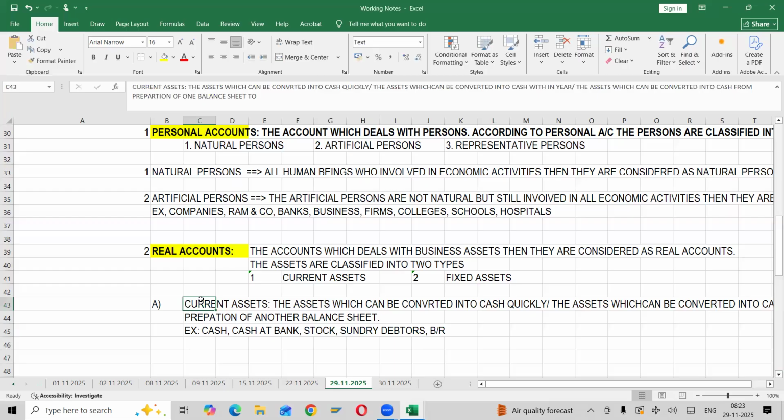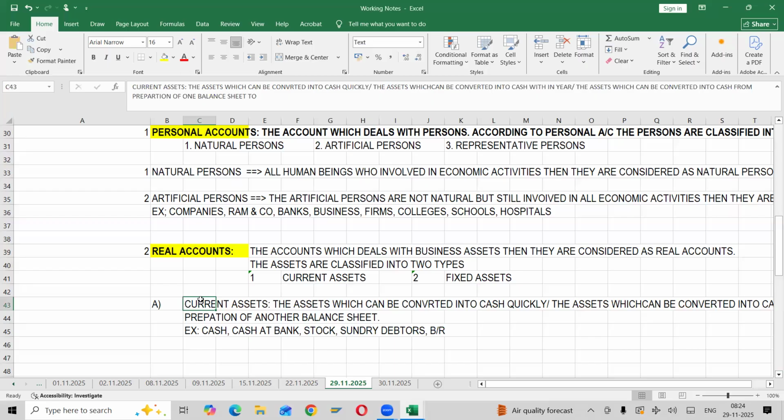Again, I'm telling you, if you ask accounting people, the people who have done their MBAs or MCom, what do you mean by current asset, they will say the asset which can be converted into cash quickly. If you ask from when to when, probably you won't get an answer.